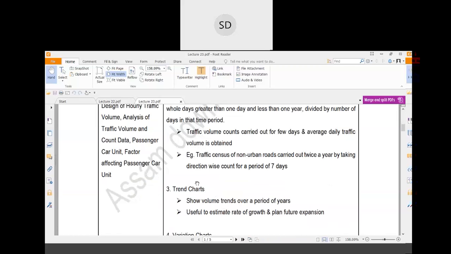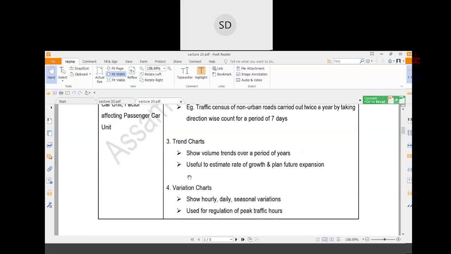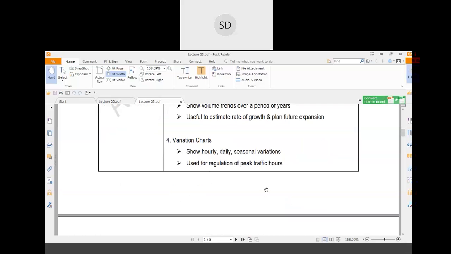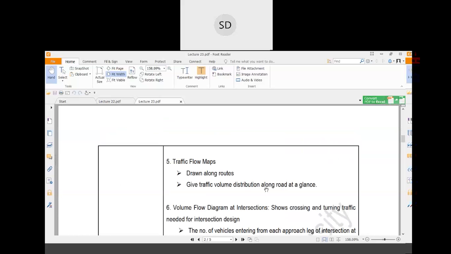Then another thing is called a trend chart. This trend chart shows volume trends over a period of years, and it is useful to estimate the growth and plan future expansion. Then there is the variation chart, which shows the variation in the traffic flow in different hours, like in peak hours and in off-peak hours.